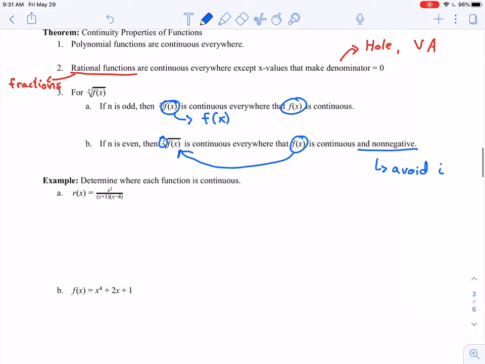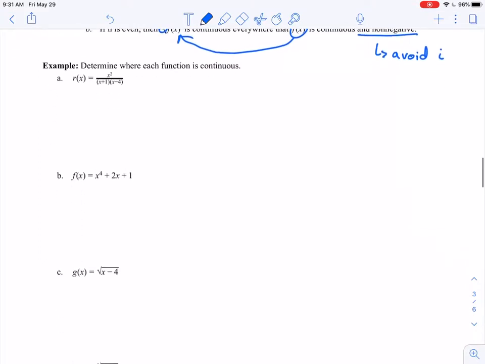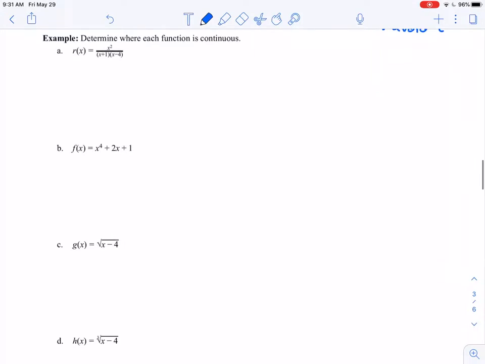So here we're going to look at a few examples. We're going to be given the equation of a function, and we just want to determine where each function is continuous. So first up, I have r of x equals x squared divided by (x plus 1) times (x minus 4). You might first of all want to identify what type of function this is. This looks like a fraction, so I know that this is a rational function.